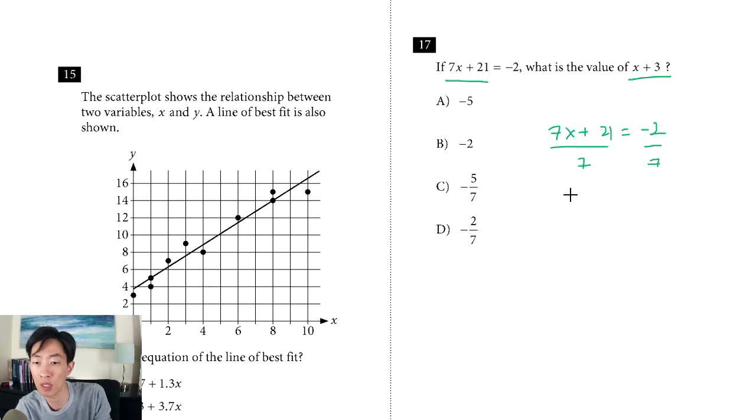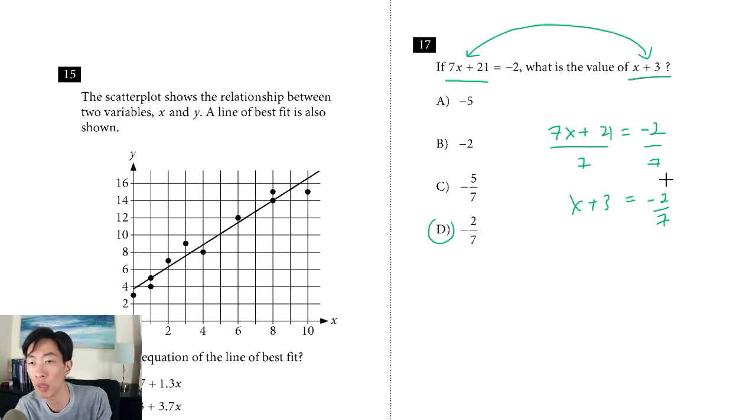7x divided by 7 is x. 21 divided by 7 is 3. That's exactly what we're looking for. And the answer is just going to be negative 2 over 7, which is choice D. Basically what they're trying to do is they're rewarding the kids who are able to see this because it actually saves them a lot of time and it's less risky because you don't have to deal with fractions.